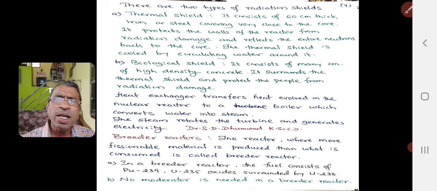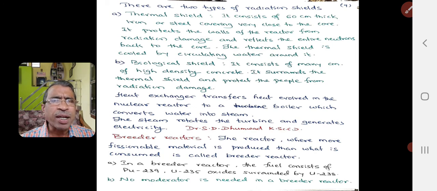Now coming to another type of reactors called the breeder reactors. The word itself, breeder, means it breeds, it generates the fuel. The reactor where more fissionable material is produced than what is consumed is called a breeder reactor.